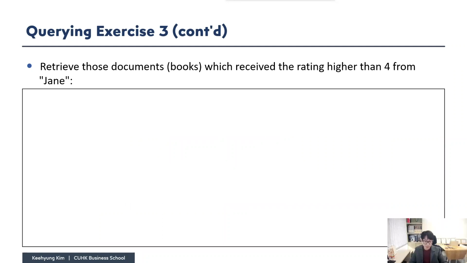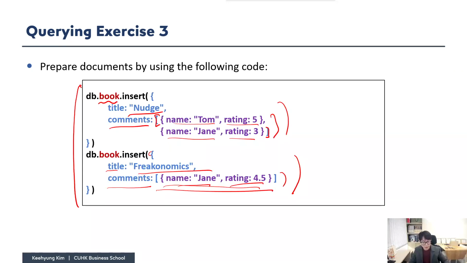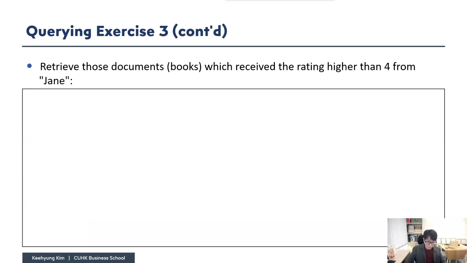So what we want to do here is retrieve those documents which received a rating higher than 4 from Jane. We don't care about any other people. We only care about Jane and rating higher than 4. Name Jane, rating higher than 4. So this book only received a rating higher than 4 from Jane. If we want to design a query to solve this problem, then we can design something like this. I'll just show you the solution and you can try this later.